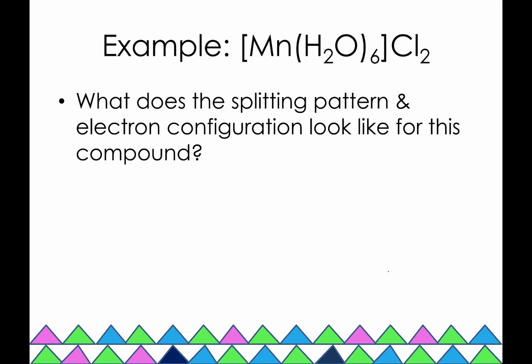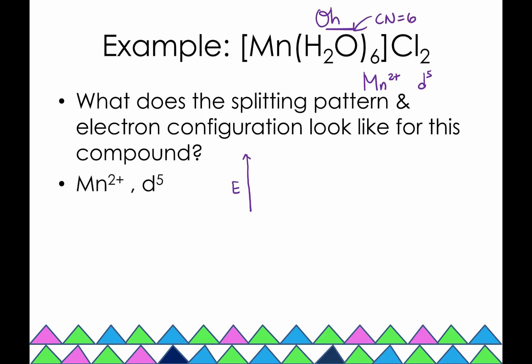Okay, so let's just look at an example. This is manganese 2+. If you look at manganese on the periodic table, it's in the 7th column, so 7 minus 2 is 5. So this is going to be a d5 coordination complex. If we were to draw this crystal field splitting diagram, this is going to be octahedral because we have a coordination number of 6. Our Eg orbitals will be higher in energy, and T2g orbitals will be lower in energy.